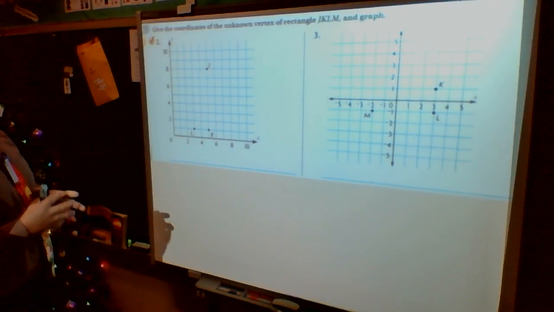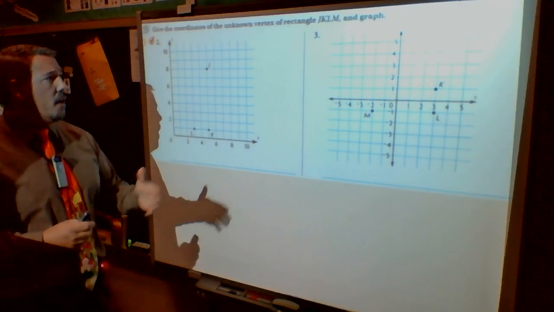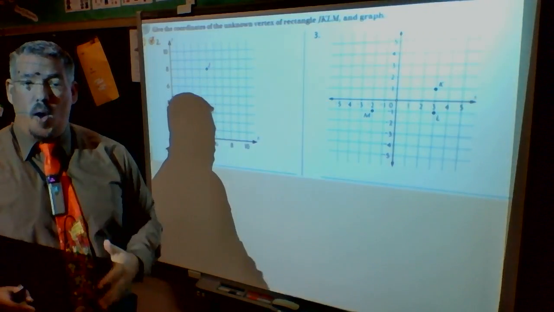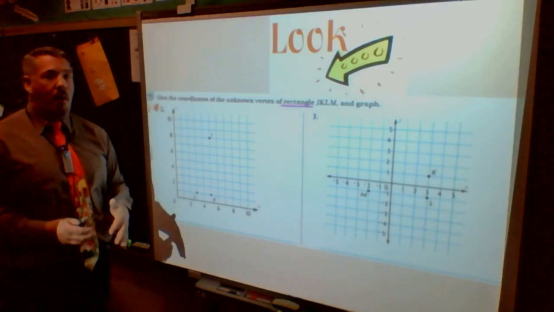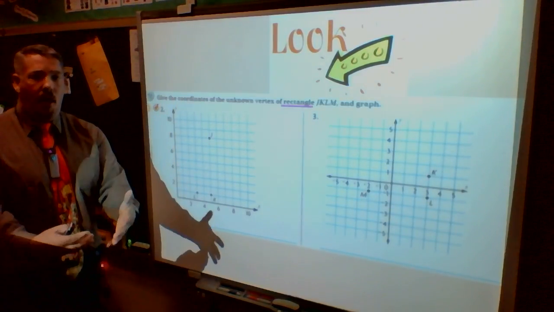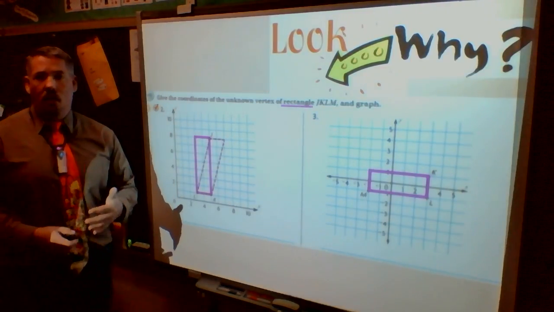Now on these two, for 2 and 3, it says give the coordinates of the unknown vertex of the rectangle, and then it tells me I'm using the letters J, K, L, and M, and graph them. Now it's important to look at the directions, and we talk about directions all year. If I just try to jump ahead and go as fast as I can and I don't stop and look, then we might get a little confused.